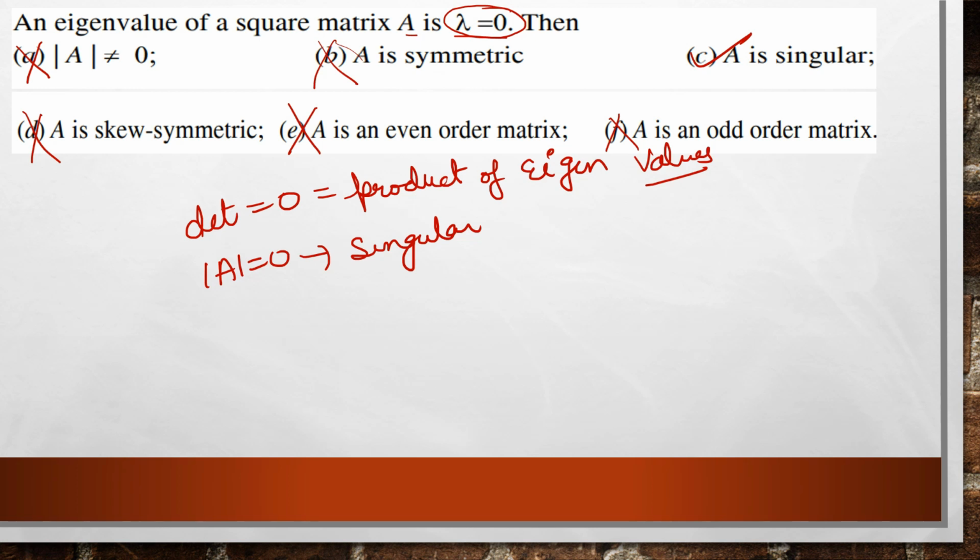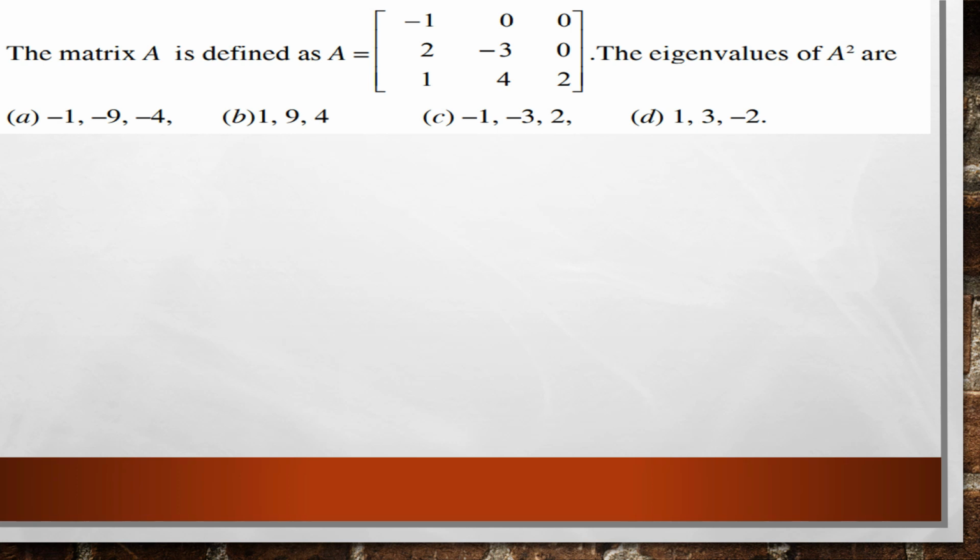Now let's move to the next question. Here they have given you matrix A as this, which is a triangular matrix. As I told you in the previous video, where I covered the topic of eigenvalues, because this is a very important topic, in case of a triangular matrix, eigenvalues are equal to the diagonal elements. So what are the eigenvalues of A? Eigenvalues of A are -1, -3 and 2.